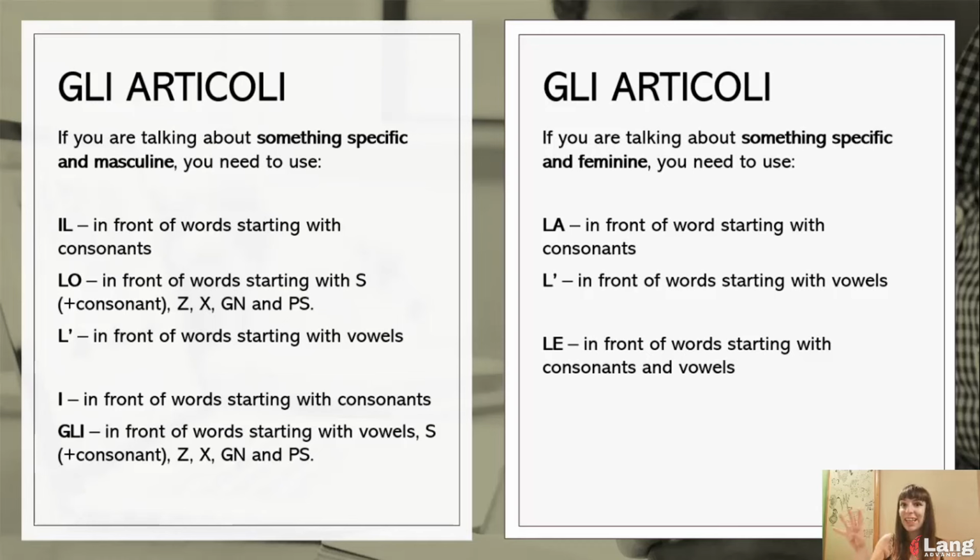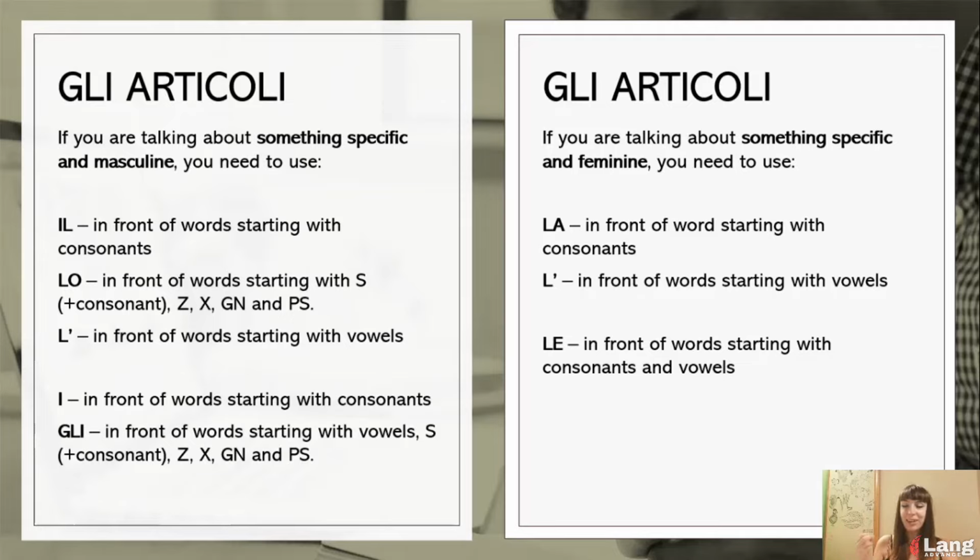So, il, with any word starting with a random consonant. Lo, you follow that rule. What about l'? L apostrophe is basically lo again, but we use it with words starting with vowels to make it sound smooth. What about lo amico, the friend? And what about l'amico? It sounds smooth, fluid. That's why we delete the O and we keep the L and the apostrophe.